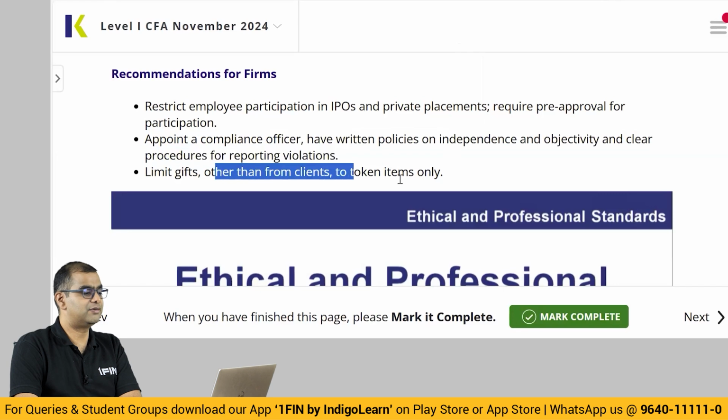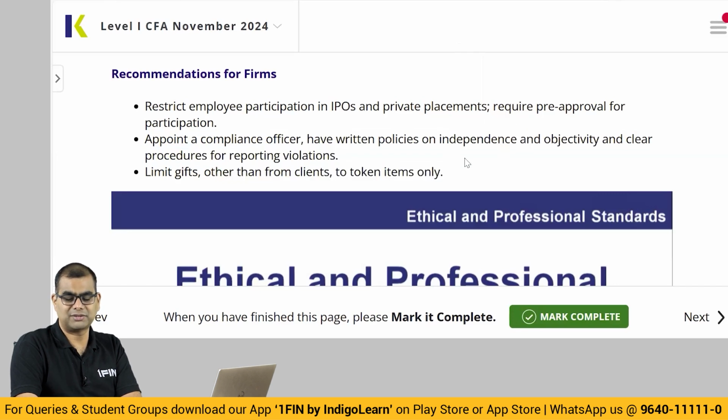You limit gifts other than from clients to token items only. Sometimes companies used to send us some small gifts, like a small pen set, or some paperweight, or things like that. So all those are normal. Or a small bag, hardly 500 rupees, 1000 rupees, something in that range. Such kinds of things are okay. But other than that, from companies whom we are covering, you are not allowed to accept any gifts.